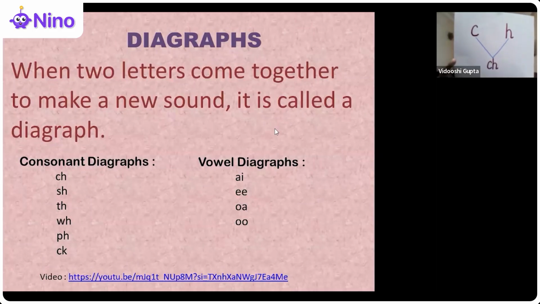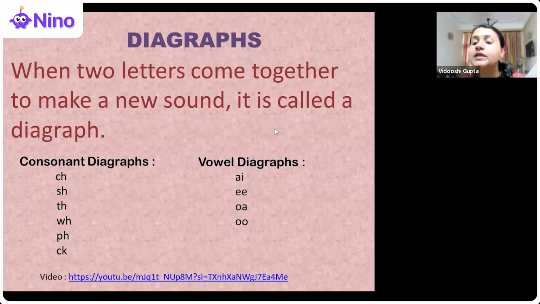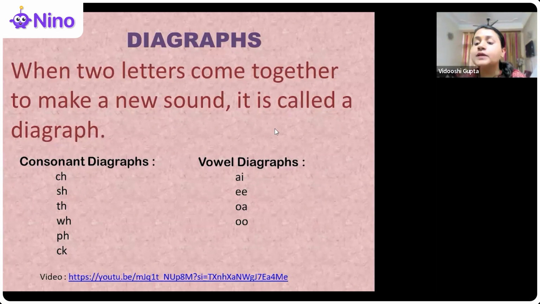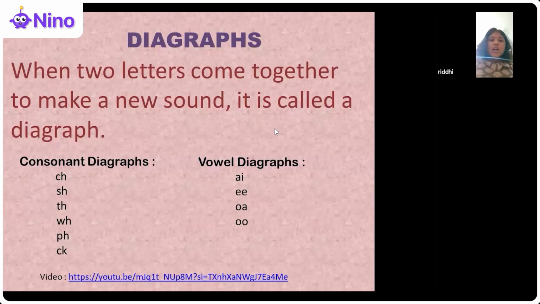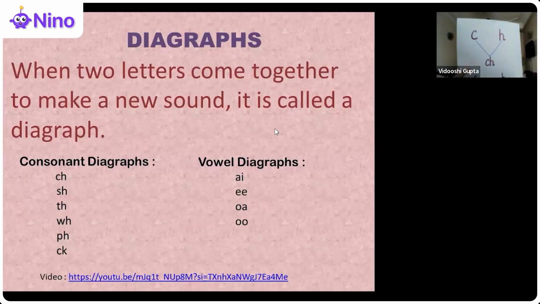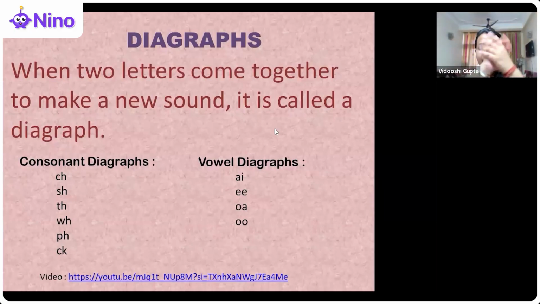The first letter that I have here is letter C. Letter C makes the sound k, the curly k. The next letter that we have here is letter H. Letter H makes the sound h. But when both of them, letter C and letter H, come together, when they become best buddies, they make a new sound.